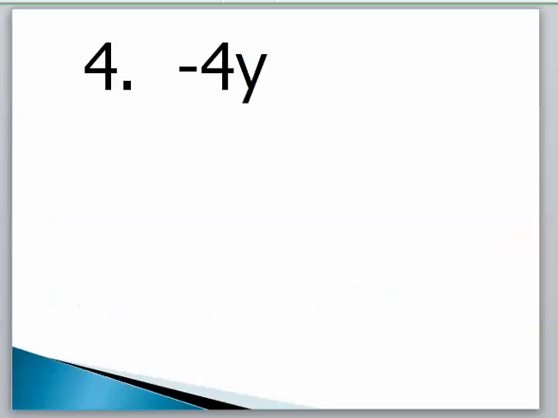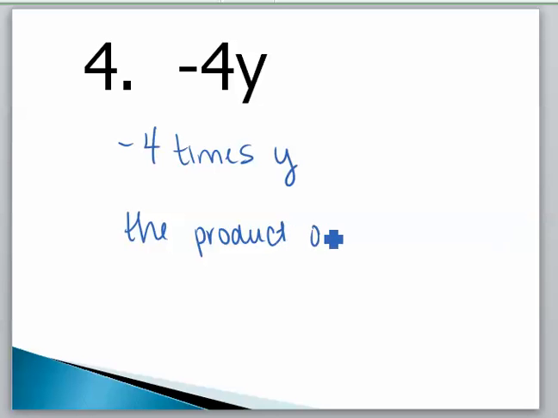Moving on to example number 4. Example number 4 has negative 4y. So let's go ahead and write down ways we can write multiplication. So we could say just simply negative 4 times y. Or we could say the product of negative 4 and y.